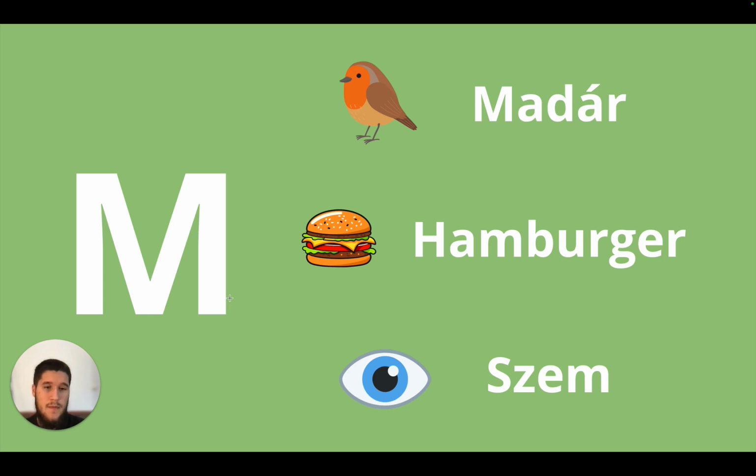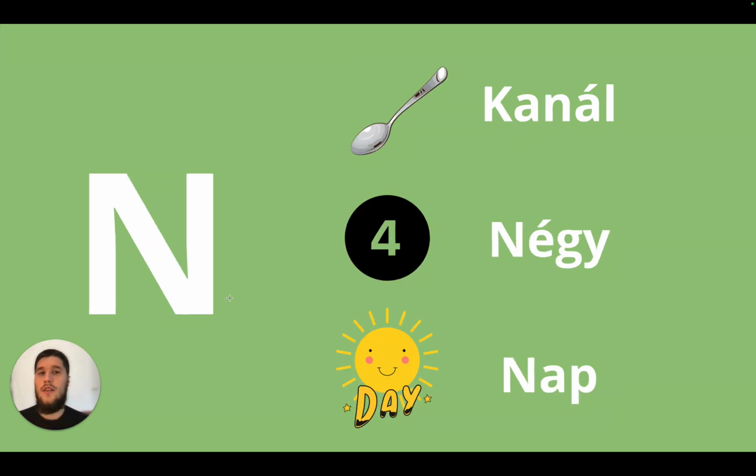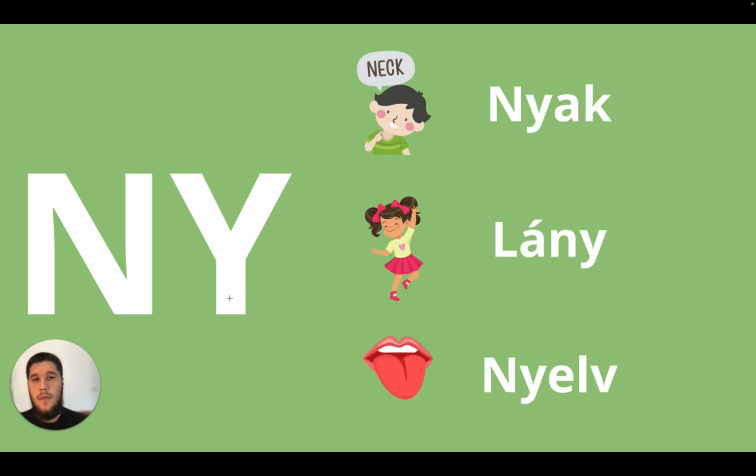Szám. Kanál. N. Négy. Nap. Again, the letter Y comes back, so this will be pronounced as ny. Nyak. Actually, even very similar to the English word neck when you say it out loud. Lány. Nyelv.